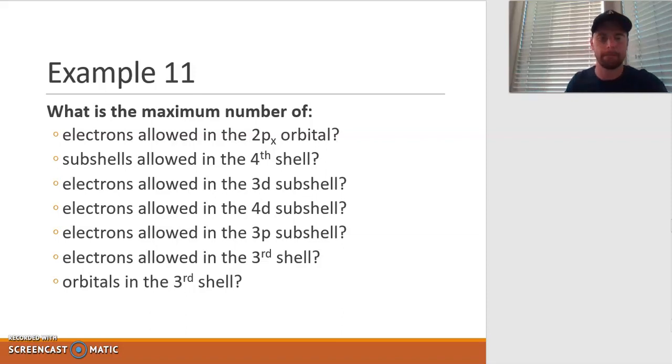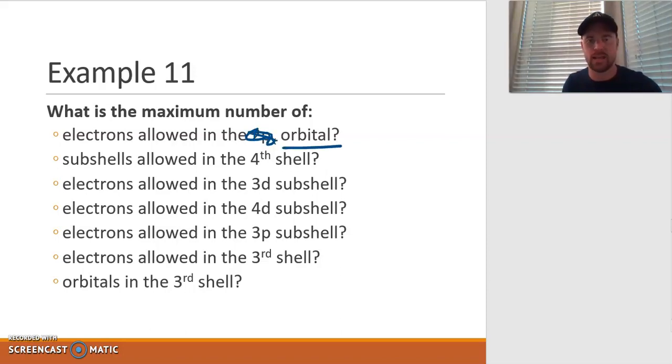First one, what would be the maximum number of electrons that are allowed in the 2px orbital? Now, you might be thinking, what the heck does that mean? Well, just so you know, the 2 indicates what energy level it's on. The p obviously indicates what shape we're looking at. And the subscript x indicates it's along the x-axis, meaning it's talking about that specific orientation of the p orbital. But regardless, notice it's saying, what is the maximum number of electrons allowed in the blah, blah, blah orbital?